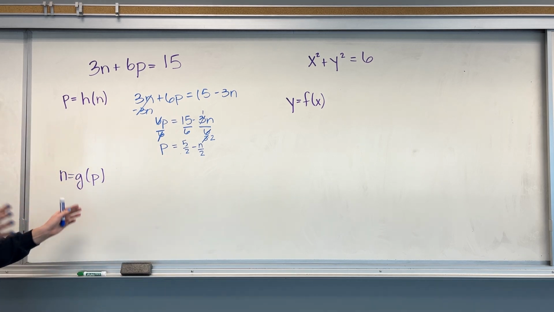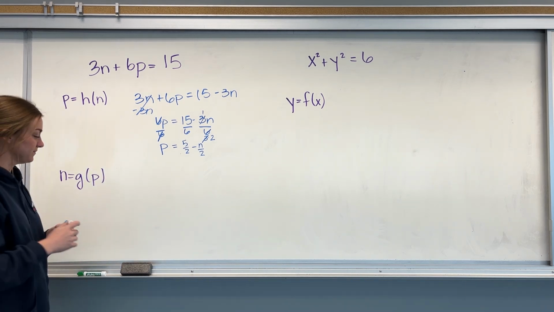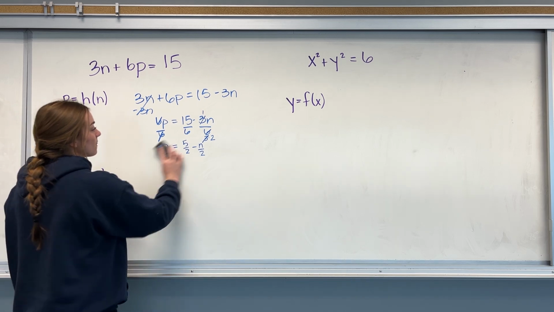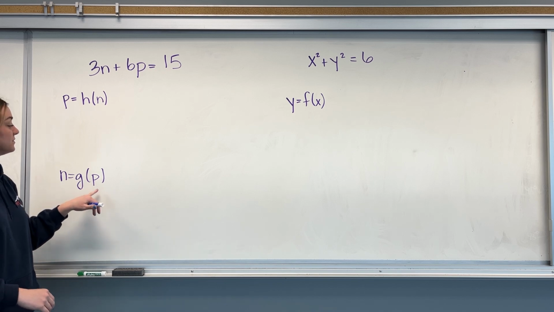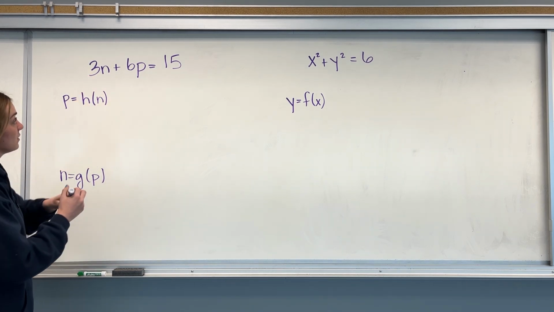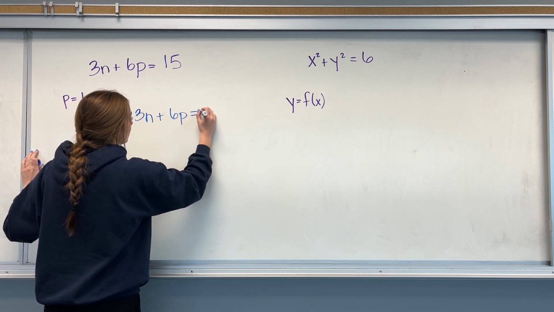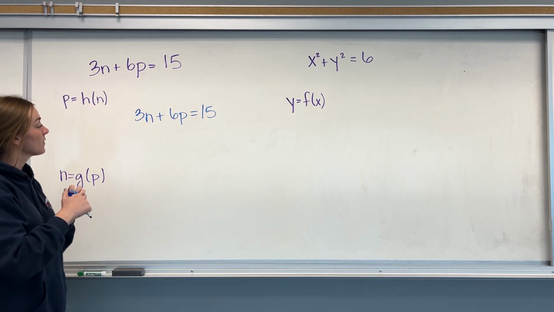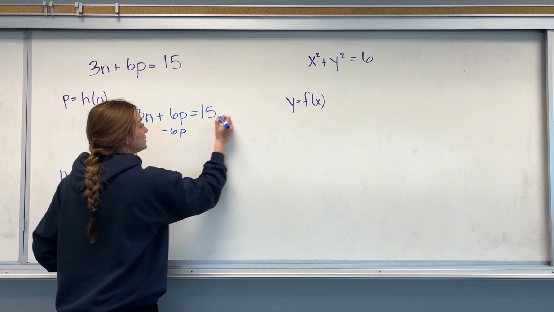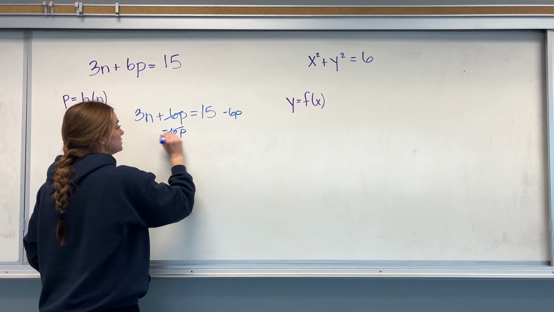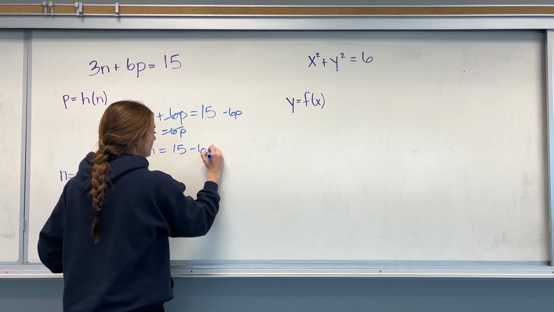And we can do the same thing, but opposite, where n is a function of p. And our function's name is just g for this case. So let's go ahead and do this one, where we write this formula in terms of p. So we want n by itself. Okay, so to get n by itself, we need to subtract this term over, minus 6p, do it to both sides. That gives us 0 here, so those cancel out. Now we have 3n equals 15 minus 6p.